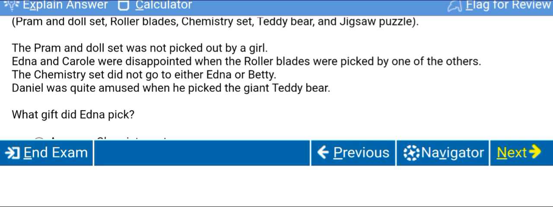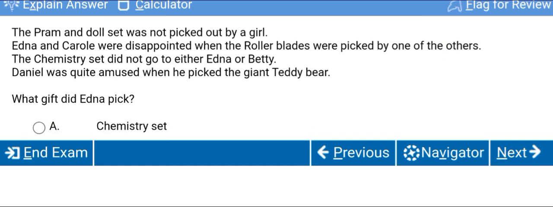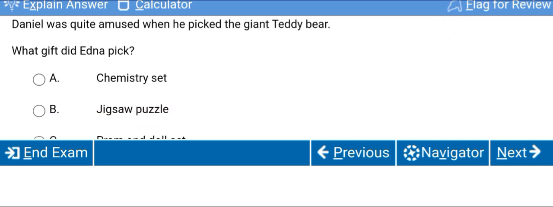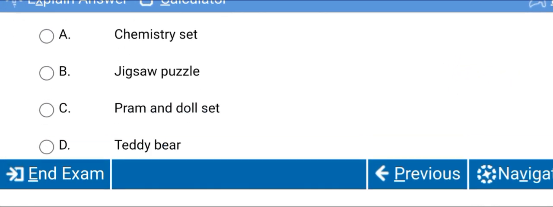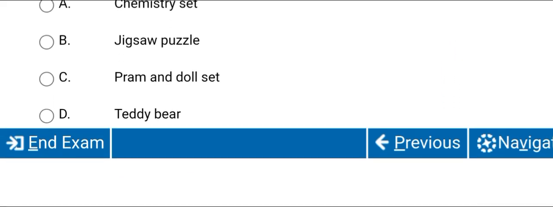The chemistry set did not go to either Edna or Betty. Daniel was quite amused when he picked the giant teddy bear. So what gift did Edna pick? Option A, chemistry set. Option B, jigsaw puzzle. Option C, prom and doll set. Option D, teddy bear.